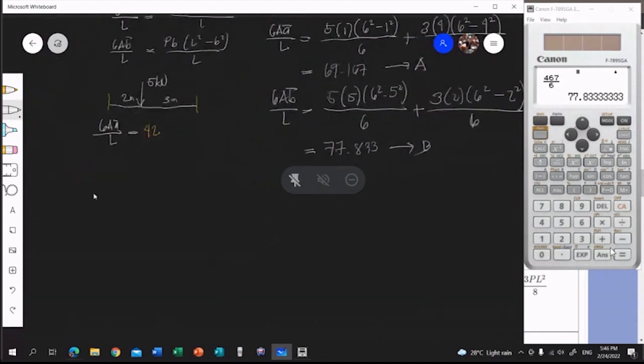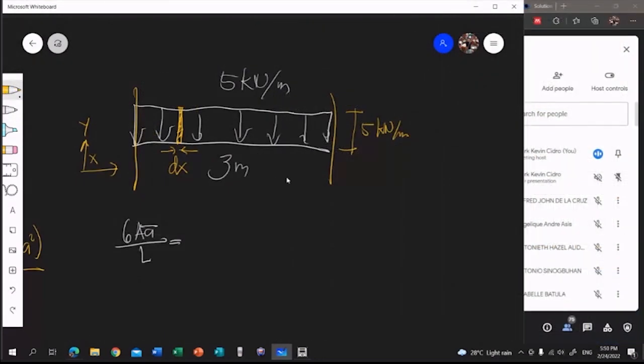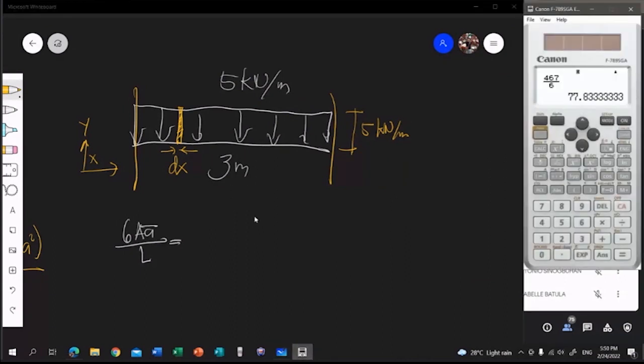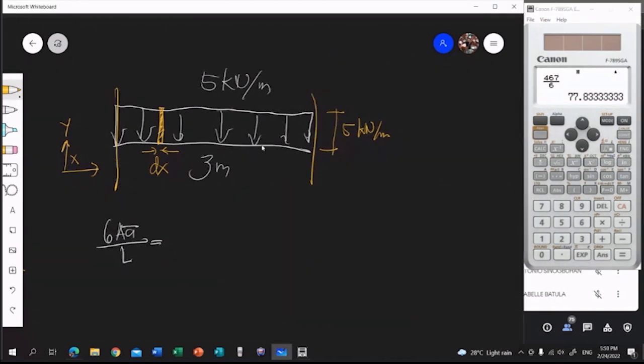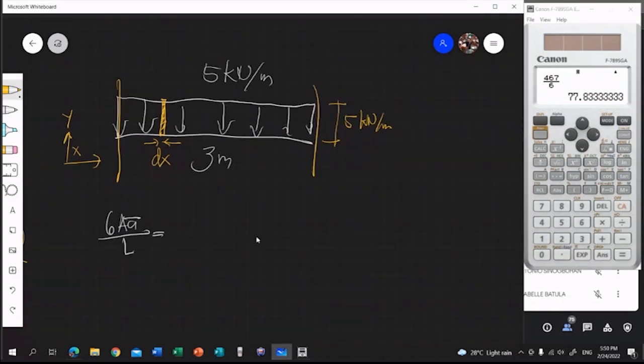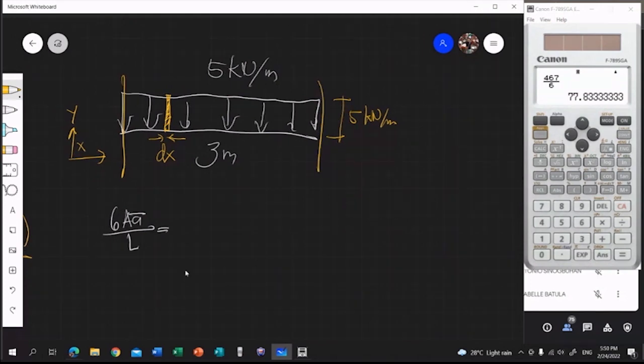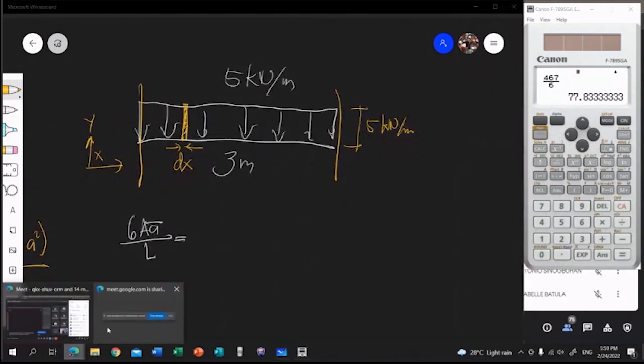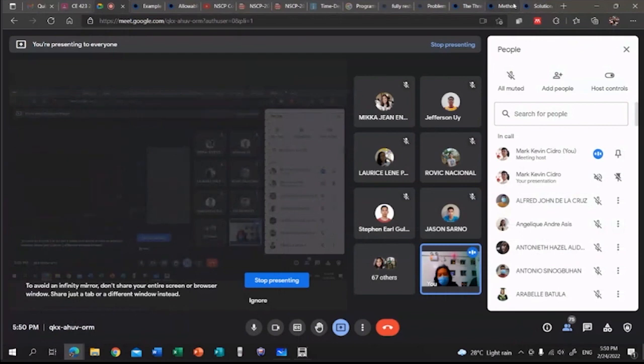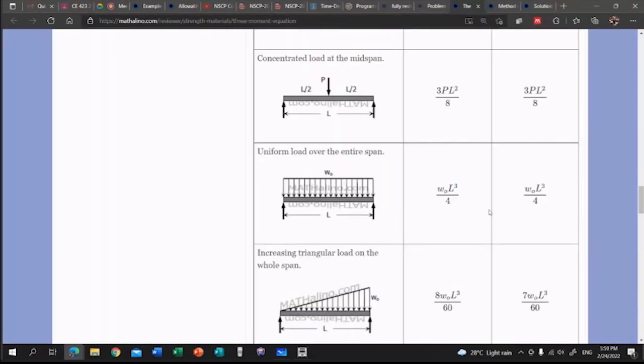How about if instead of point loads, what is given is a uniformly distributed load, with a magnitude of 5 kilonewton? So how do we solve it? We can use a formula, of course, and you can use it here. It's faster.